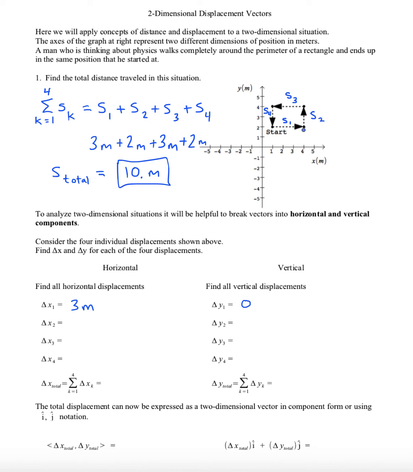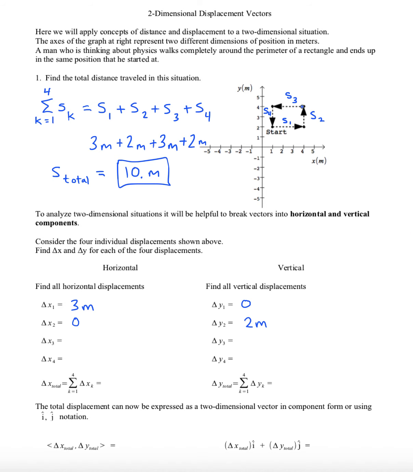We want to look at the next change in position that was made. So that would be this vector here that goes up. The delta x for a vector which points directly up is actually 0. And the reason why is you're not going to the right, you're not going left, you're just going up. And so our delta y will actually be 2 meters.